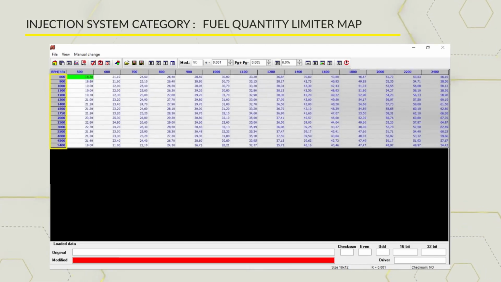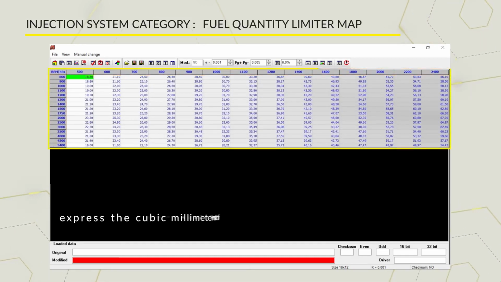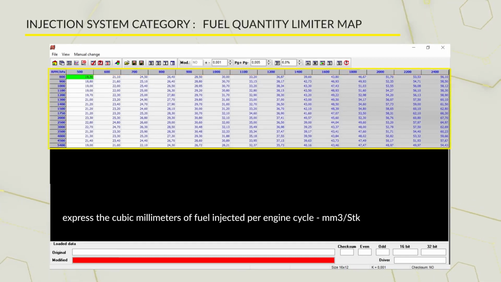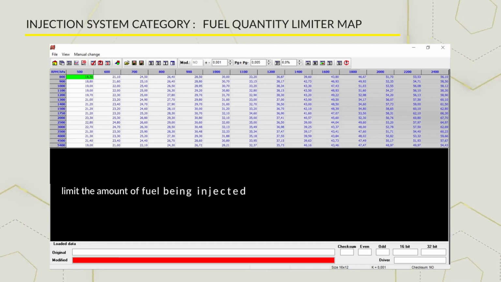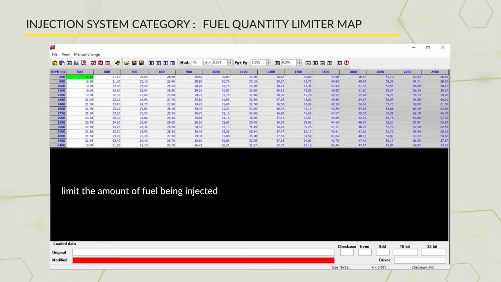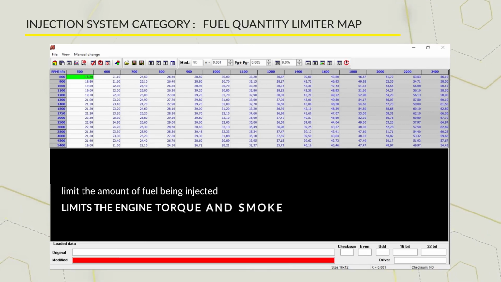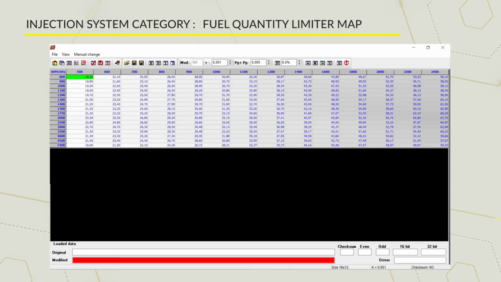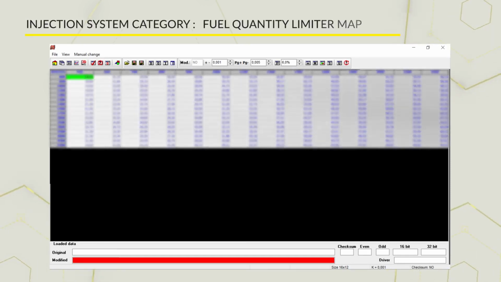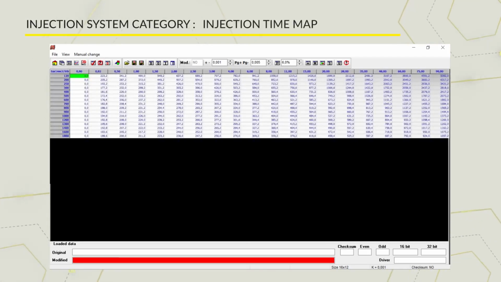As a function of the engine revolutions and the pressure inside our intake manifold, the limiter expresses the cubic millimeters of fuel injected per engine cycle. These maps serve, in fact, to limit the amount of fuel being injected, which, consequently, indirectly limits the engine torque and smoke. Now, let's instead check the injector opening time. Look at the injection time map to perform the operation.